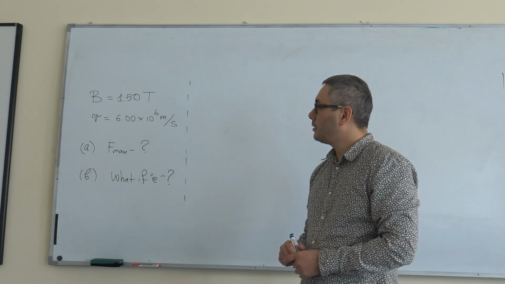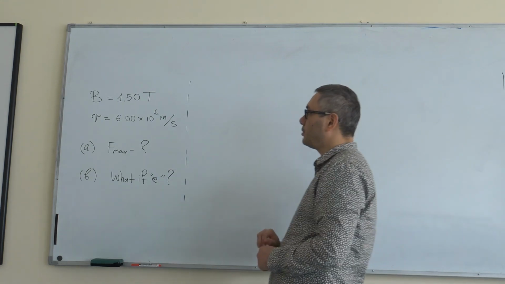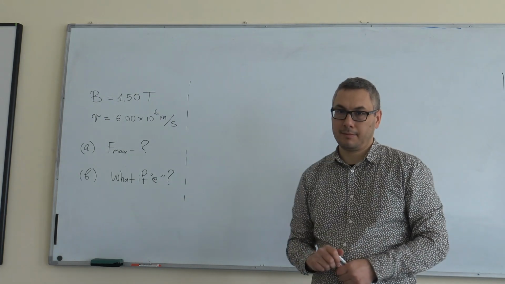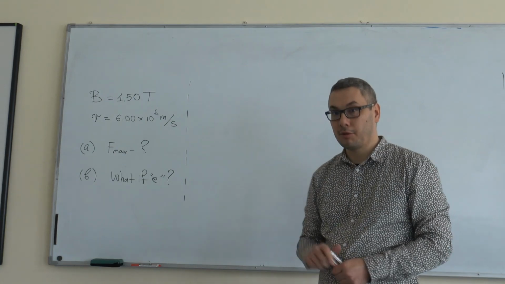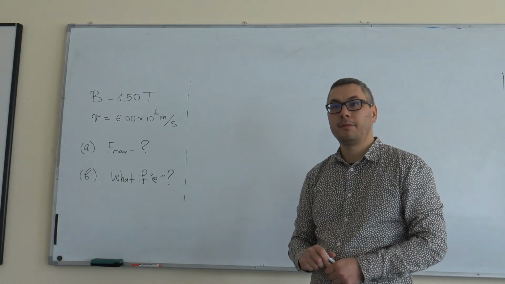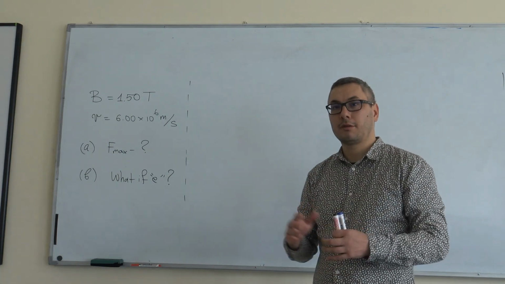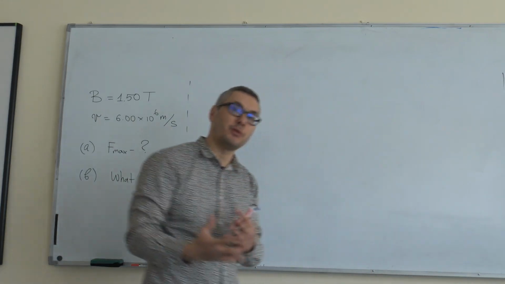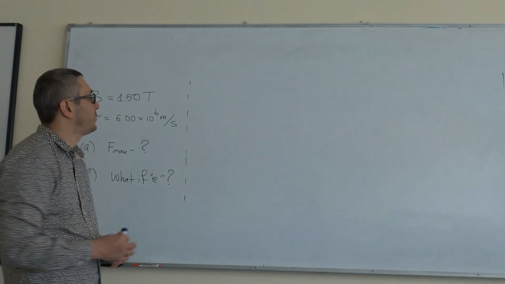Okay, so in this problem we have a laboratory magnet which is producing a magnetic field of 1.5 Tesla. In this magnetic field we have a proton, a positively charged particle, which moves with this speed, V equals 6 times 10 to the power 6 meters per second. The question is, what is the maximum possible magnetic force that the magnetic field can exert on that proton?